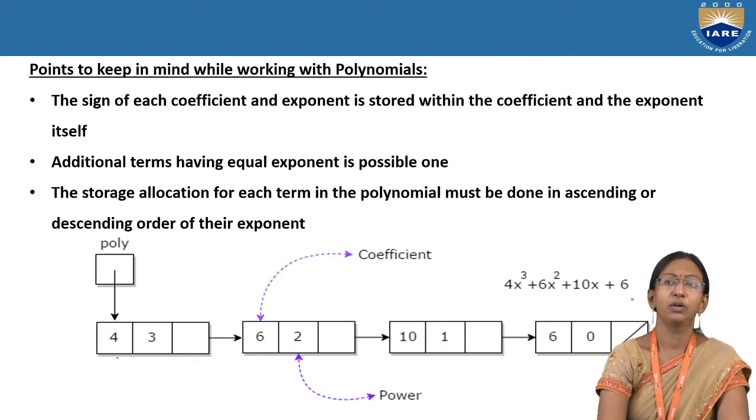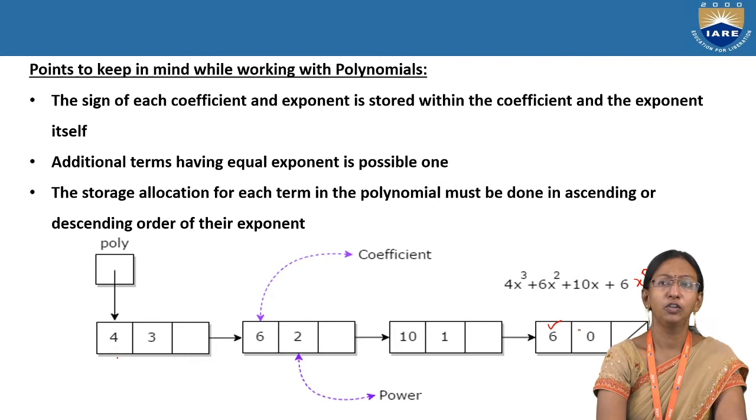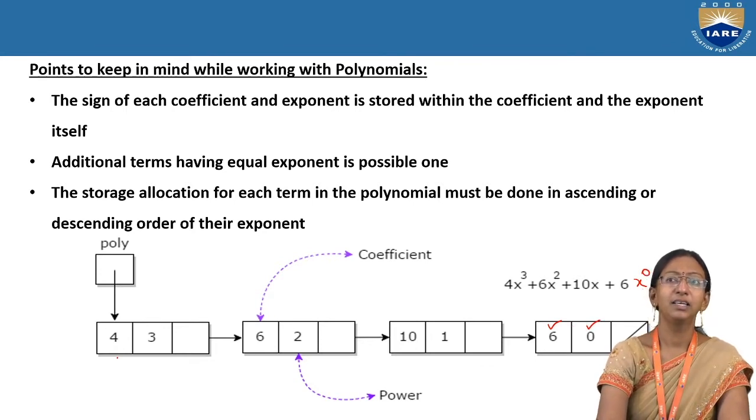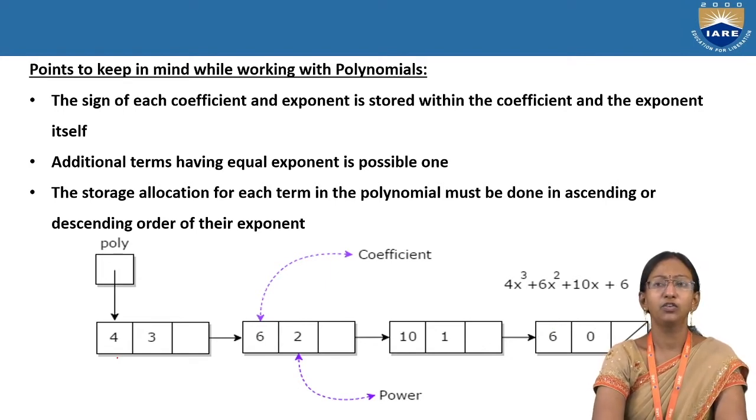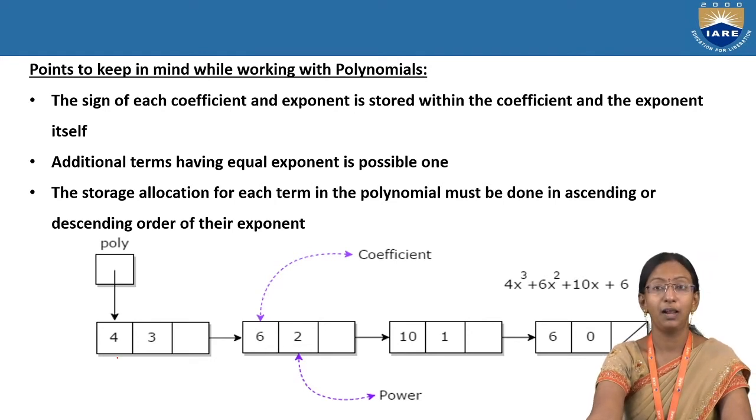Look at the last node, 6 and a slash. What do you mean by this? The simple meaning is that as 6 is a constant, it is 6x to the power 0. So 6 will be placed in the first part and 0 in the second part. As 6, being a constant, is the last part of our polynomial and does not point to any other term, the address part will have a null. Diagrammatically we have shown it with a slash, but when we store, we are going to place null.